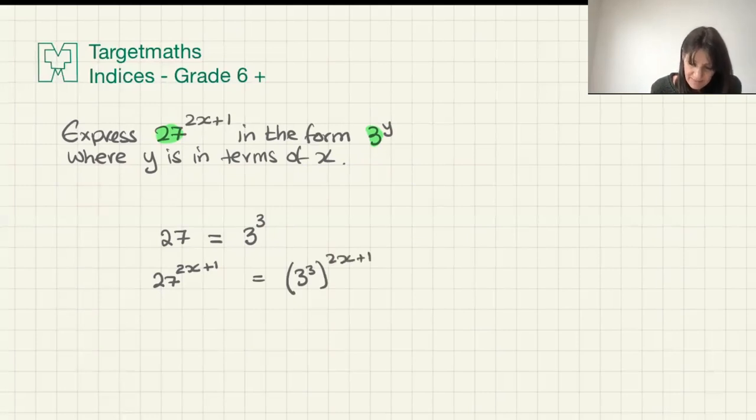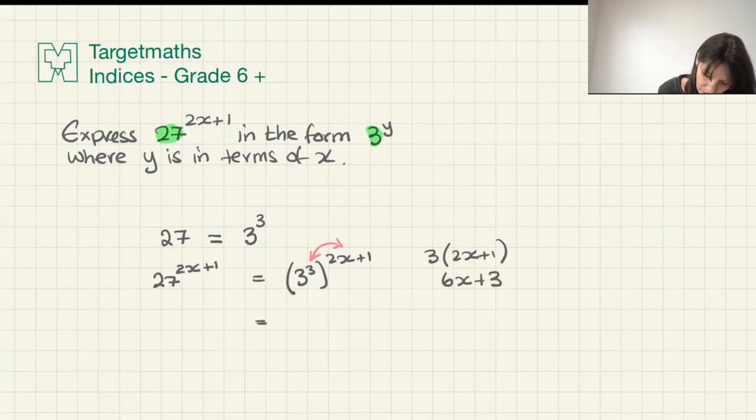Now remember, a power to a power has a multiplication rule, so I'm going to be multiplying these. 3 times 2x plus 1 is going to give me 6x plus 3. So I've now got 3 to the power 6x plus 3. So 27 to the power 2x plus 1 is equal to 3 to the power 6x plus 3.